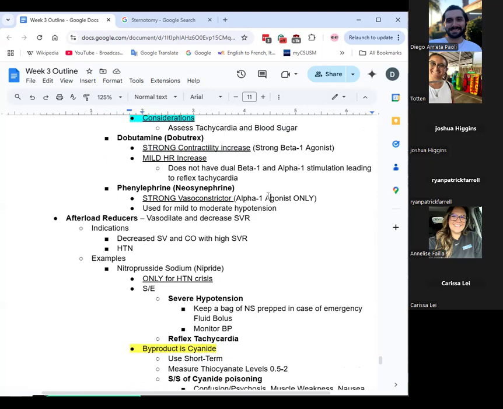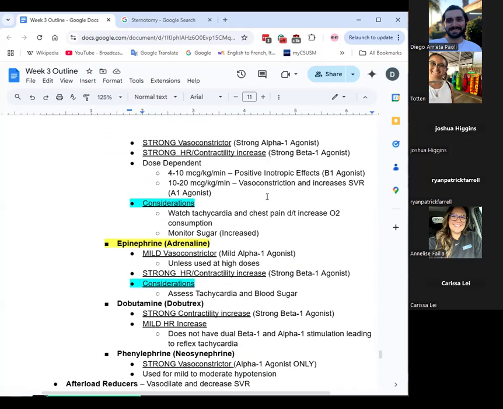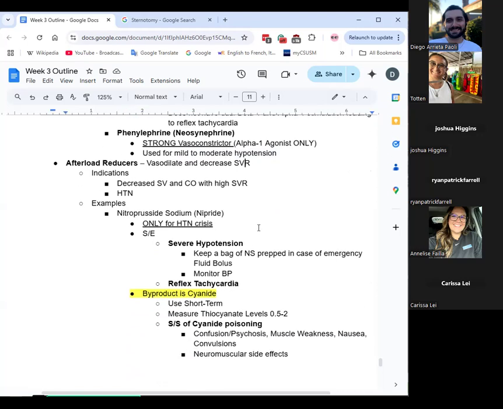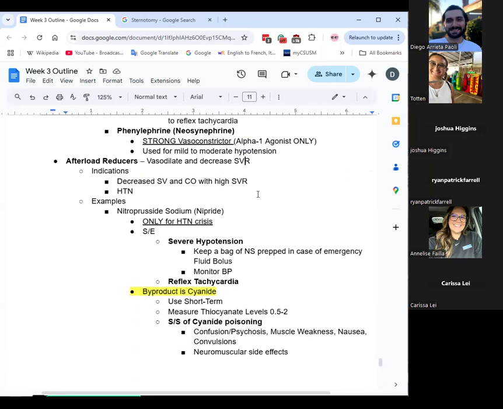This one, honestly, I don't think I've even used. What is it? Phenylephrine, a strong vasoconstrictor, ironically used for mild to moderate hypotension. I feel like its use is very minimal and it's definitely not first line. Kind of like babies first. Babies first norepinephrine. How funny.